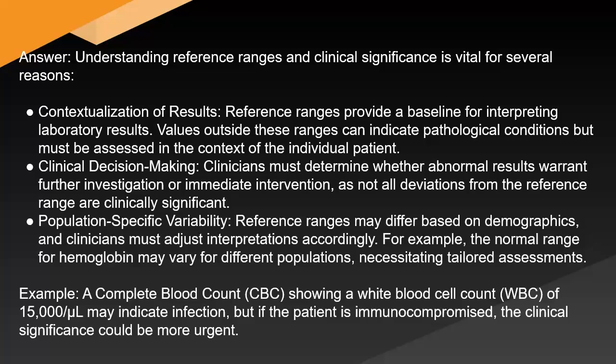Clinical decision-making: clinicians must determine whether abnormal results warrant further investigation or immediate intervention, as not all deviations from the reference range are clinically significant. Population-specific variability: reference ranges may differ based on demographics, and clinicians must adjust interpretations accordingly. For example, the normal range for hemoglobin may vary for different populations, necessitating tailored assessments. Example: a complete blood count (CBC) showing a white blood cell count of 15,000 may indicate infection, but if the patient is immunocompromised, the clinical significance could be more urgent.